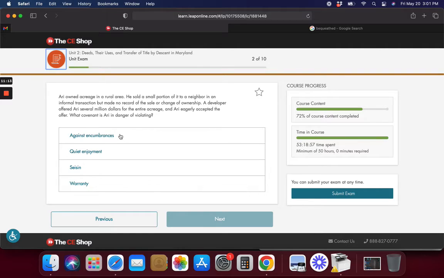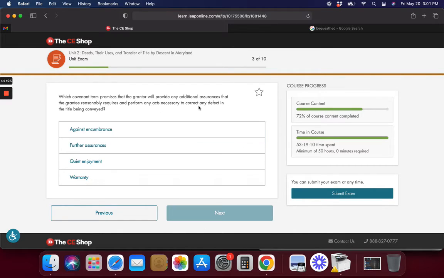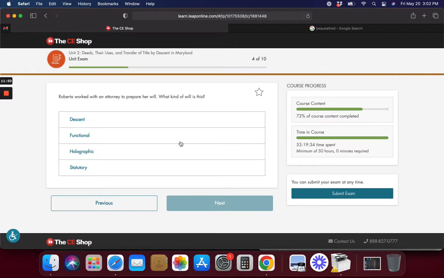Conferences, I would think. Made no record of the sale of ownership. The developer offered him, I don't know. Could be seisin too. Seisin. Okay, seisin is how they pronounce that. Okay, what covenant term promises the grantor will provide any additional assurances that the grantor reasonably requires and performs any acts necessary to correct any defects? Further assurances, only because it says assurances here. Total guess, I have no idea.